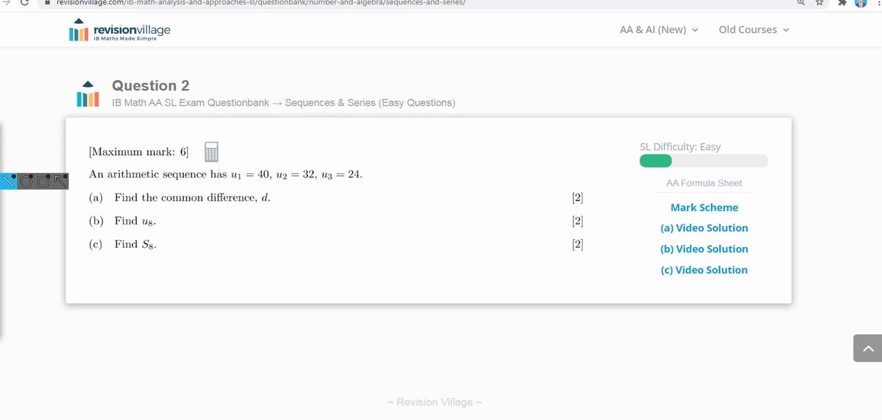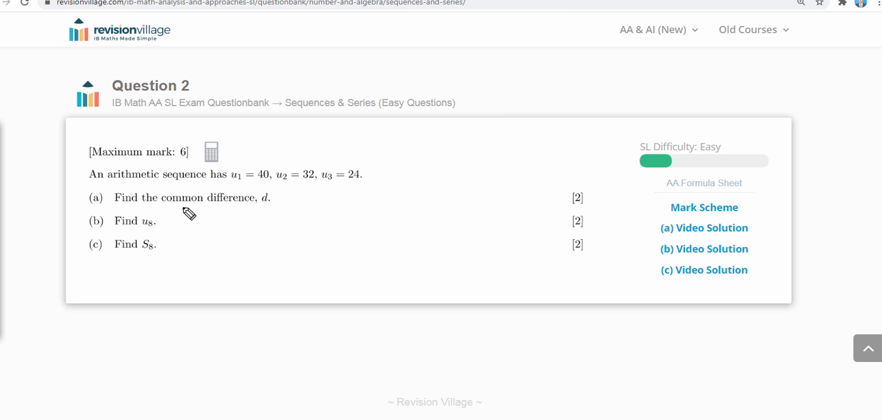Alright, so for the exam related questions I'm following this website, revisionvillage.com. It has all the resources for IB Maths, and most of the students follow this website, so that's why I'm also following it. Okay, so these are all the exam related questions. I'll do one easy level question, one medium level and one hard level question.